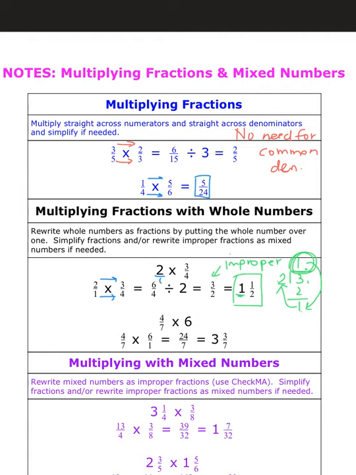All right, so now we look at the next one, and we have 4/7 times a whole number of 6. So first thing we need to do is make that whole number into a fraction by putting it over 1. Now we have 4/7 times 6 over 1, which is ready to multiply straight across the numerators, 4 times 6, and straight across the denominators, 7 times 1. You'll end up with 24 over 7, which again is an improper fraction.